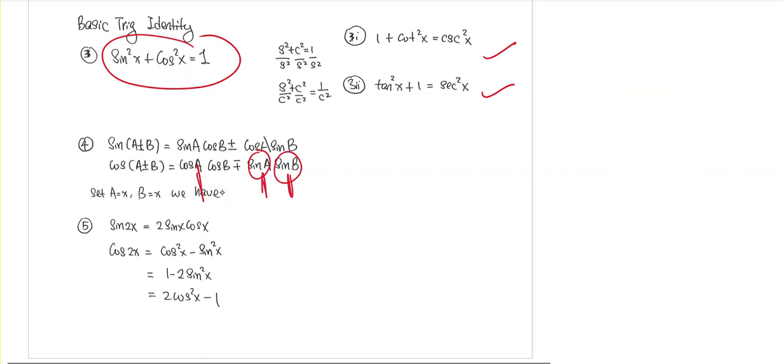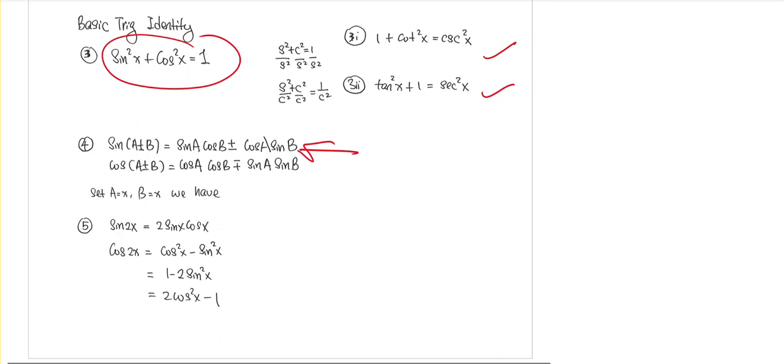But for cosine, it's a little bit weird, because when you are adding the angle right here, you will do subtraction right here. And if you are subtracting the angle, then you will do addition right here. So the sign flips. If you set a equal to x and b equal to x, from these equations you can easily see that sine 2x is equal to 2 sine x cosine x. There is nothing else you can do; that's the only formula you can get for sine 2x.